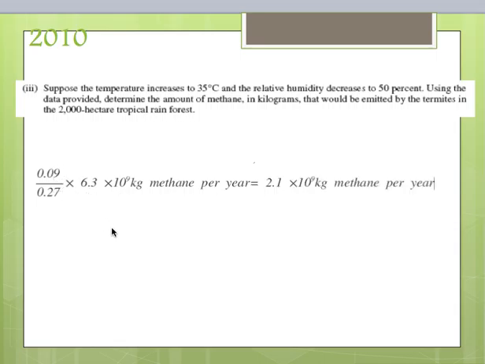9 divided by 27 is just going to be 1/3. And so when I do this math, 6.3 times 1/3 is really easy. What's a third of 6.3? It's 2.1. And I've got this in scientific notation. I'm not messing with all of those zeros.